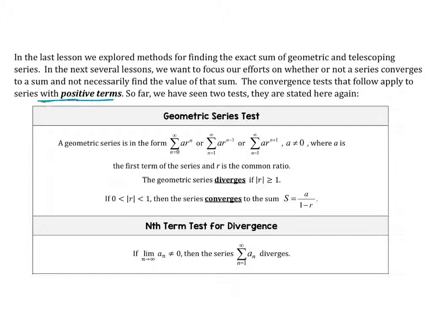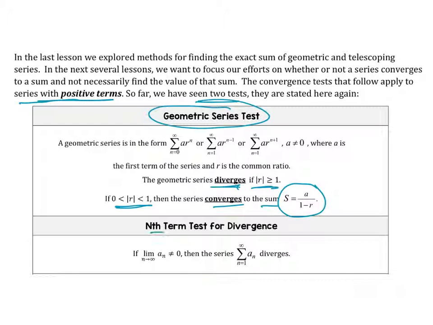series with positive terms. So far we've seen two tests, and they are your geometric series test. And then we said that if the absolute value of that ratio was between 0 and 1, then that series converges to the sum, and here we have our formula. We also talked about when the absolute value of that ratio was greater than or equal to 1, then we talked about the series diverging.